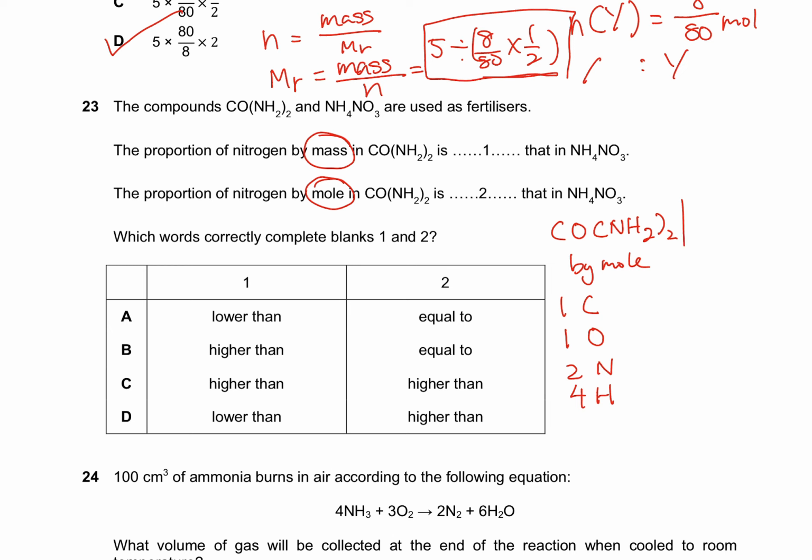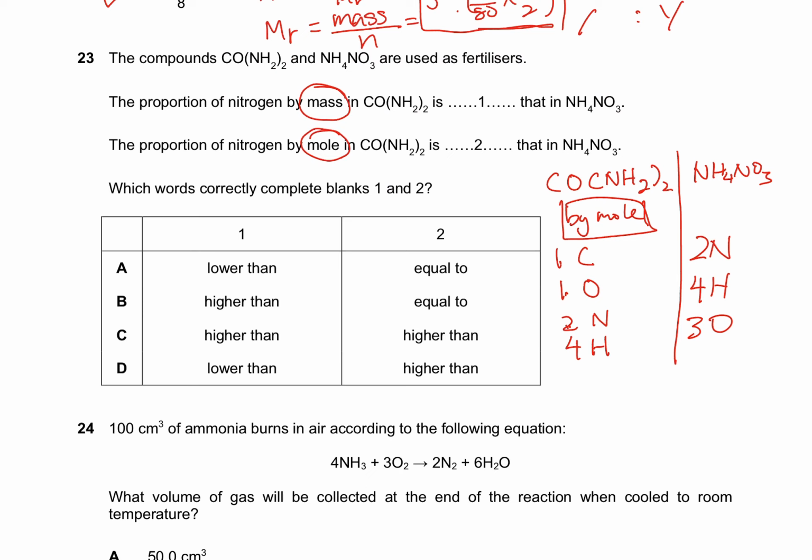Okay? And for the other substance, NH4NO3, I have by mole 2N, 4H, and 3O. So if I want to find the proportion of nitrogen by mole, I need to calculate like this. In the first substance, I have 1, 2, 3, 4, 8 atoms, and I have 2 atoms of nitrogen. So by mole, I have 2/8 of it is nitrogen, 1/4.